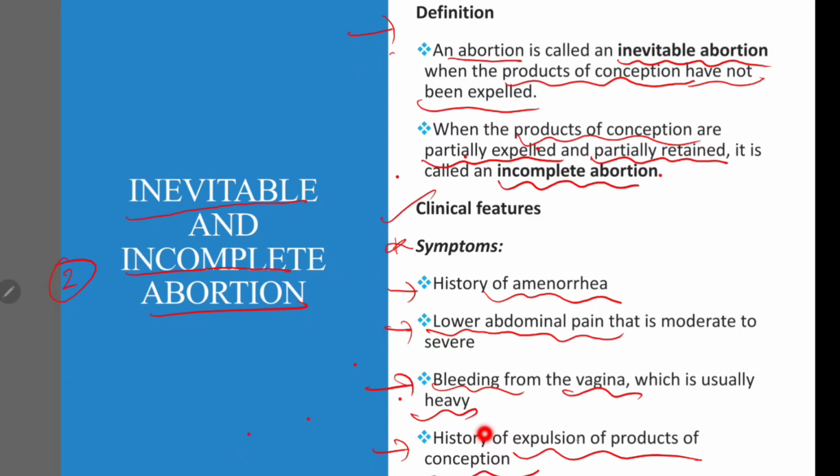This is for history of expulsion of products of conception, for incomplete and complete abortion. So, incomplete abortion. What are the symptoms? History of amenorrhea for inevitable and incomplete abortion: history of amenorrhea, lower abdominal pain, bleeding from the vagina, generally heavy, and history of expulsion of products of conception.